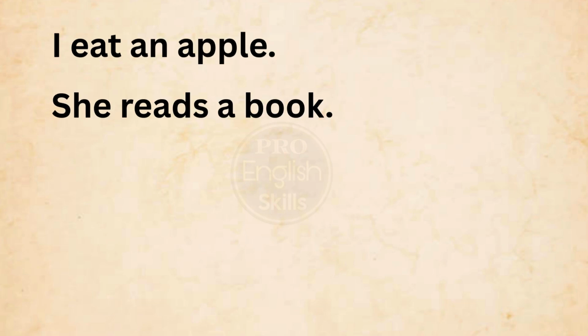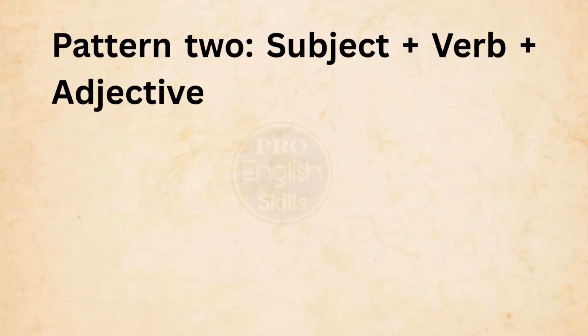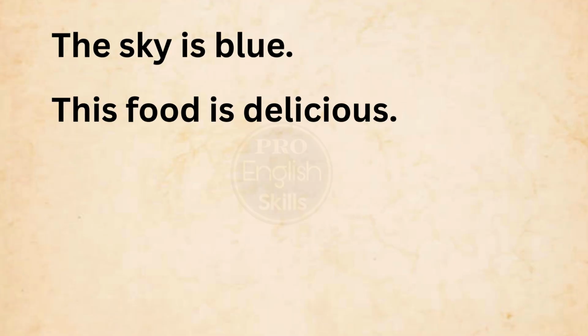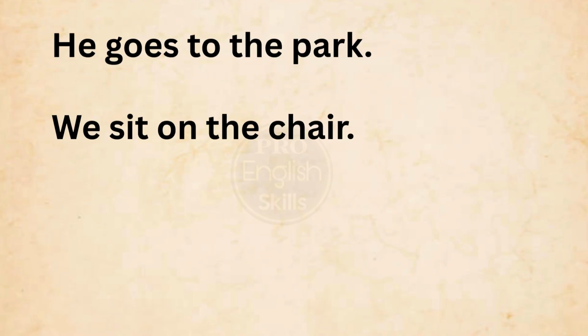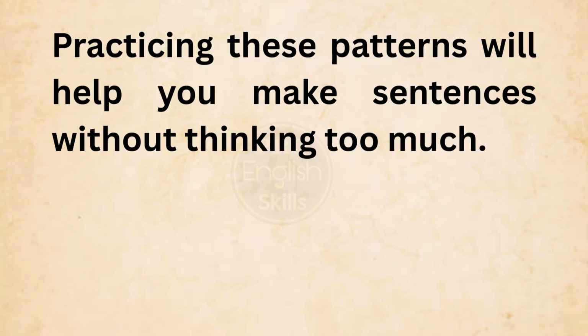I eat an apple. She reads a book. Pattern 2. Subject plus verb plus adjective. The sky is blue. This food is delicious. Pattern 3. Subject plus verb plus preposition plus noun. He goes to the park. We sit on the chair. Practicing these patterns will help you make sentences without thinking too much.